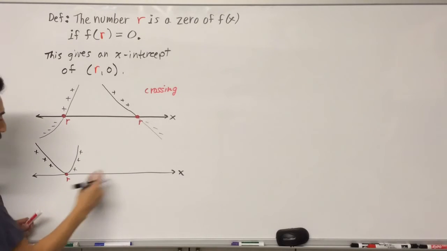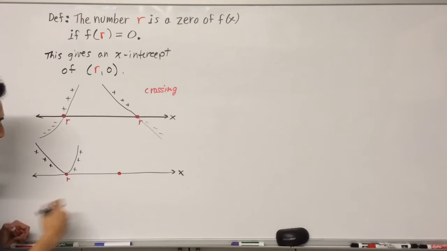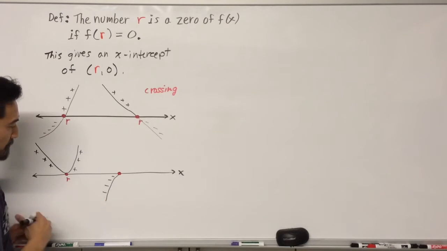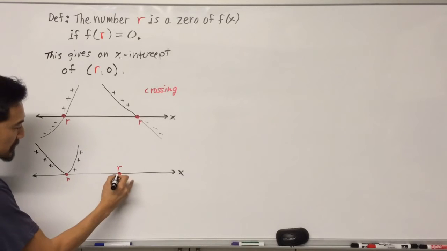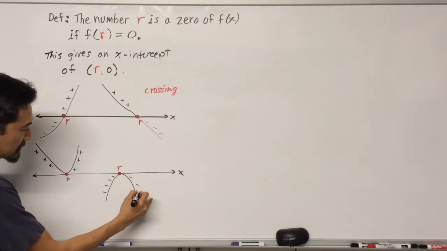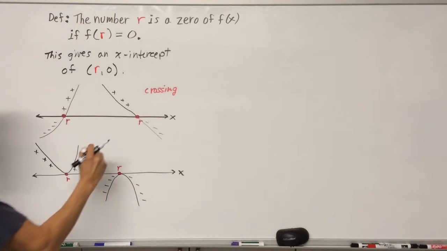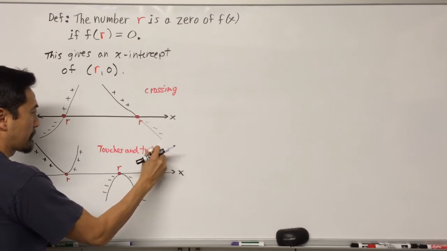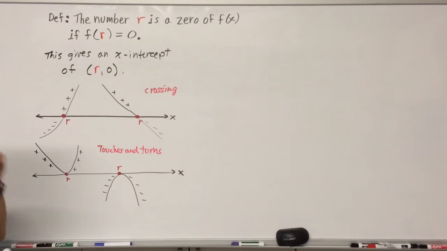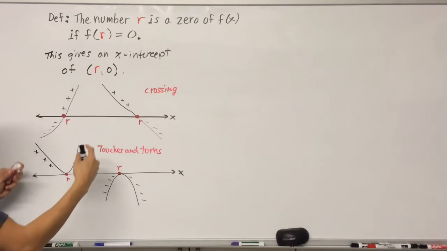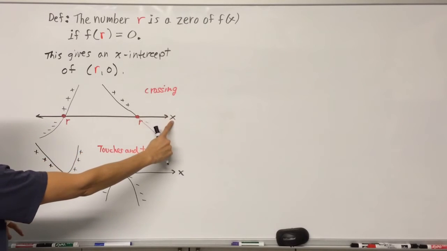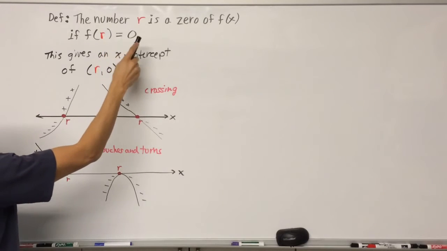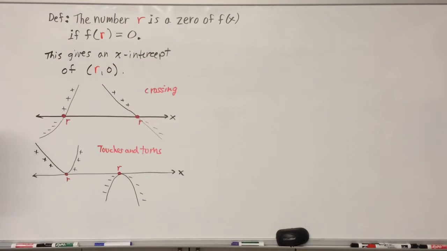Okay? Or we could have the function starting below the x-axis. So it's increasing, you've got negative numbers, and then boom, it takes on a y value of 0, it touches and turns, and then it stays negative. Okay? So this is what I'm going to call touching and turning. Touches and turns. All right. Now, whether or not the graph crosses through the x-axis or it touches and turns at the x-axis is going to depend on the multiplicity of that 0. Okay, so that's what I want to talk about now.